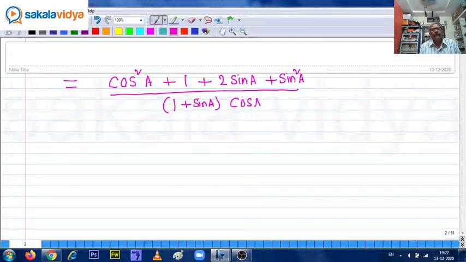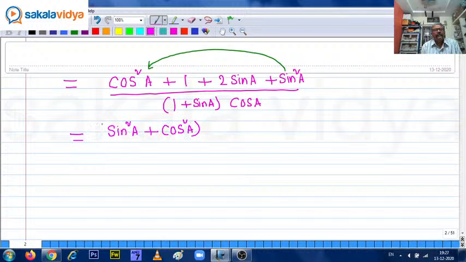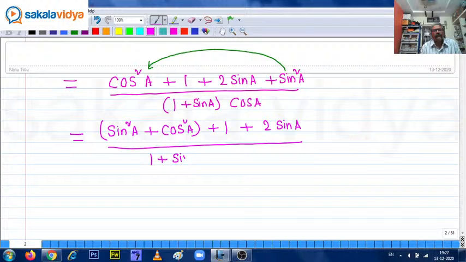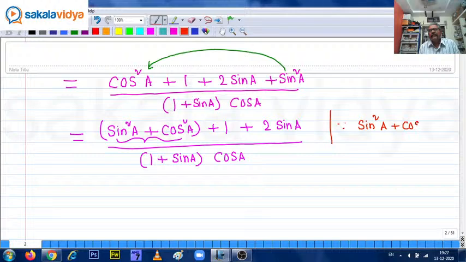Just think, what shall we do? In the numerator only we need to do the mathematical manipulations. So I would like to write sin square A plus cos square A as one group, plus 1 plus 2 sin A, upon 1 plus sin A into cos A. Now sin square A plus cos square A is one of the trigonometric identities, whose value is equal to 1. Instead of sin square A plus cos square A, we replace 1. Now what do you get?